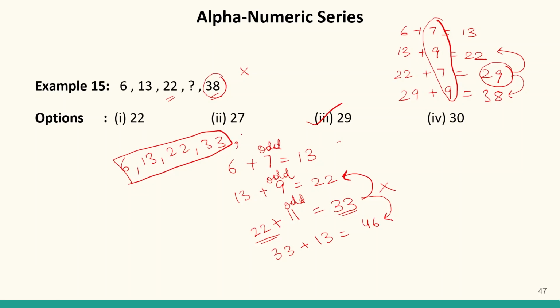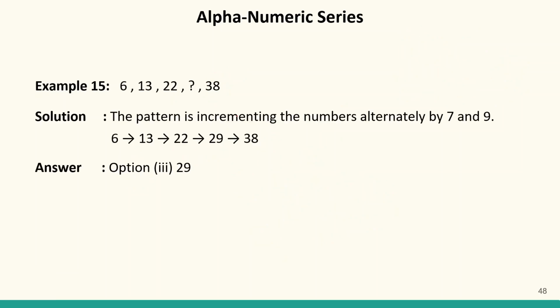But if we write 38, it will not follow the same logic. So if this is the case, then the series becomes wrong. Therefore, whenever we are arriving at the answer, we have to check whether it follows the logic with the previous number as well as the next number. Okay, so this is the answer: the alternate numbers of 7 and 9 are being added.